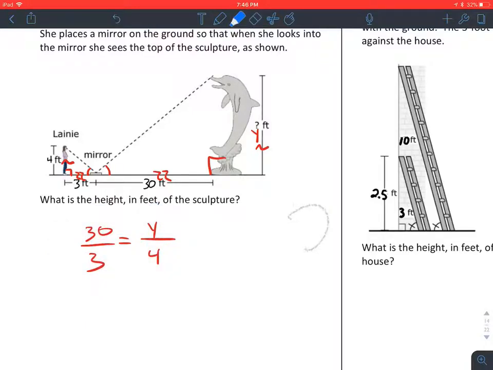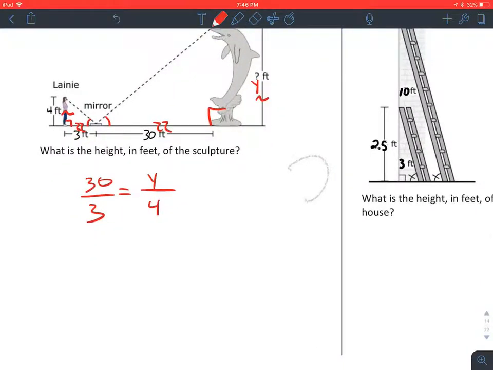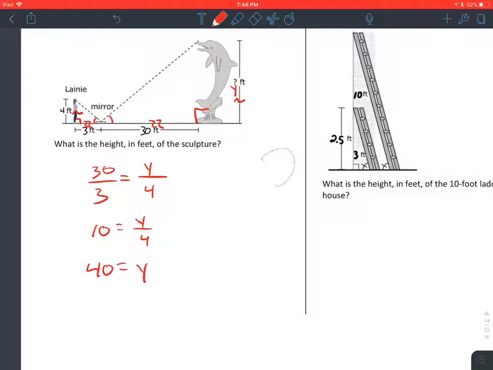Notice once again that when you make a true proportion, the diagonals have no relationship. What do 3 and y have in common? Nothing. What do 30 and 4 have in common? Also nothing. So to solve this equation, I could simplify the left. 30 over 3 is the same as 10. Then to get y by itself, I can multiply both sides by 4. 4 times 10 is 40. y divided by 4 times 4 cancels.